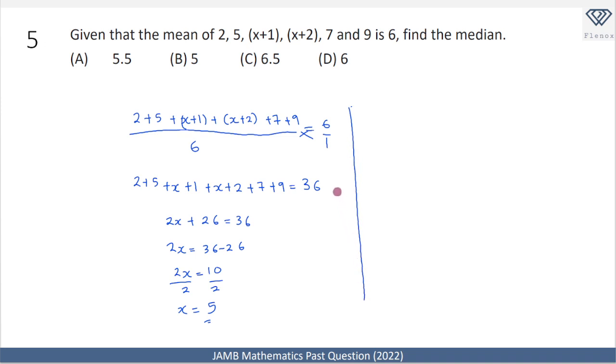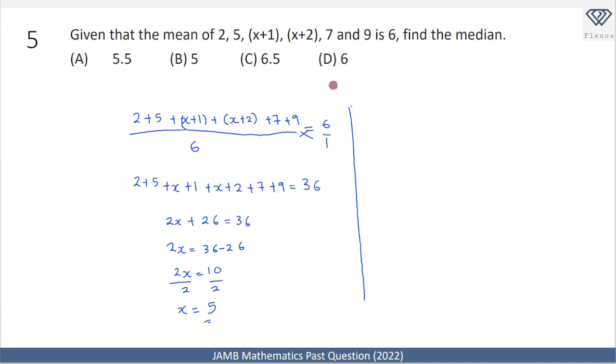Now, if you read the question carefully, we have been asked to find the median. So it's really important that you read the question properly, so you don't rush into just saying, oh, I've gotten 5, and just select that out. So now you know that the median is not the mean, and I've not been asked to find x, I've been told to find the median. So we need to substitute this value of x back into these numbers to find what the median is.